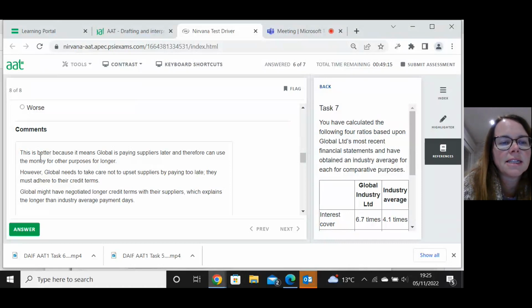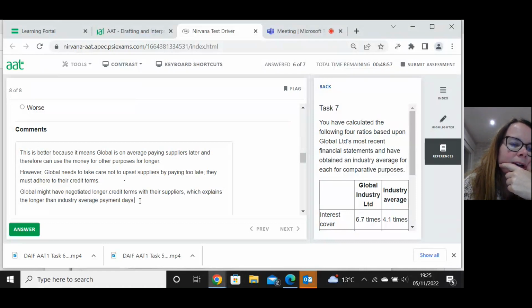I'm just going to adjust this slightly. This is better because it means Global is, I'm going to say on average, just add that in there to fine tune that slightly, on average paying suppliers later. Right, okay. Anything else we could say there? The longer credit terms with their suppliers. Probably, I can't think of anything else.